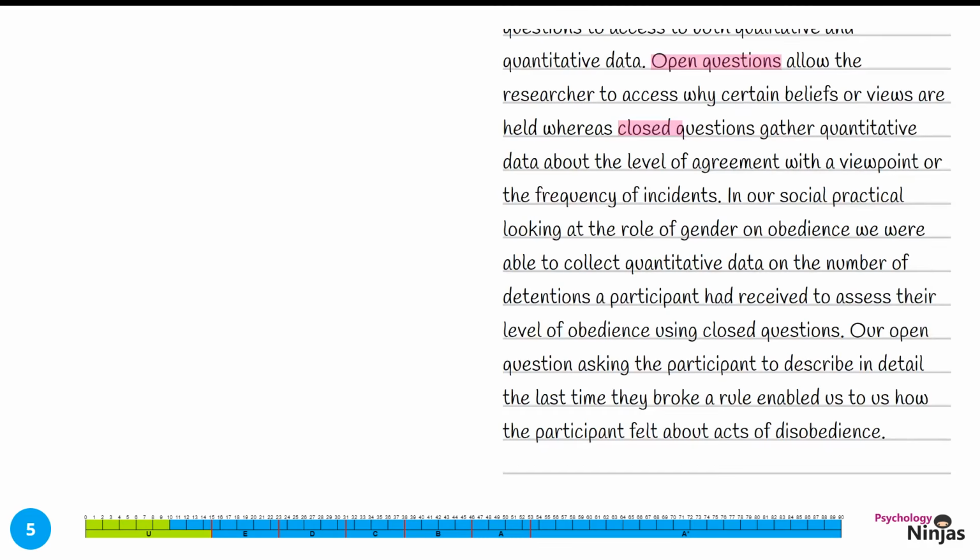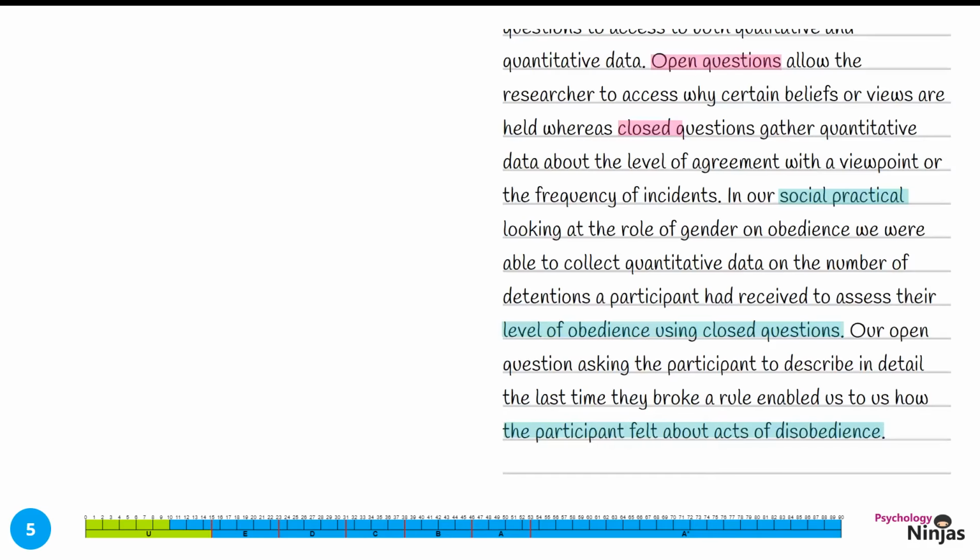Our open question, asking the participant to describe in detail the last time they broke a rule, enabled us to see how the participant felt about acts of disobedience. We've used our social practical, which has to be a questionnaire, in order to illustrate this point. We've given clear examples of both our closed and our open question, focusing specifically on levels of obedience this time.